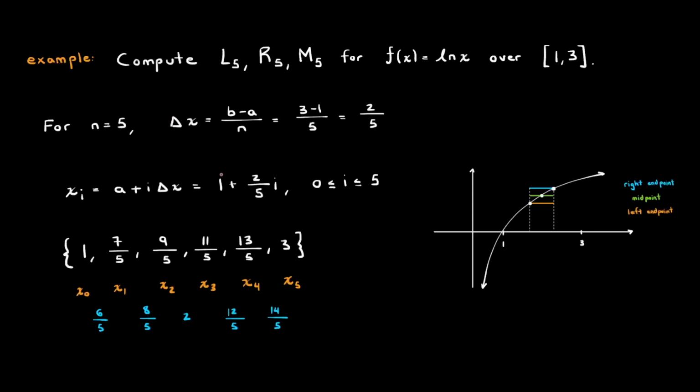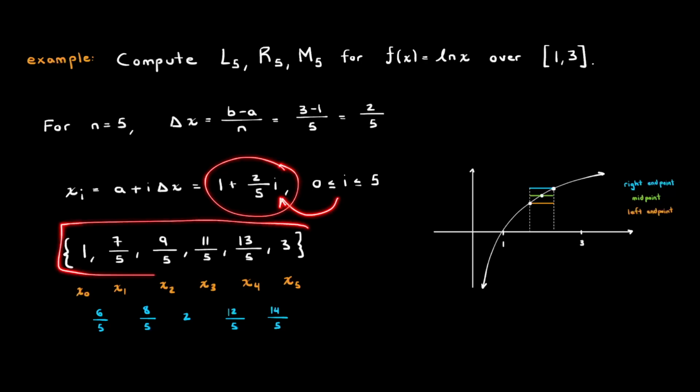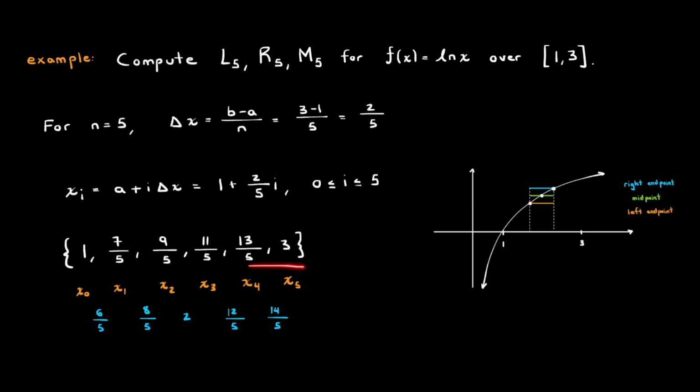So to find our endpoints, we have to take our starting value, which is 1 here, and then just keep adding multiples of the width, delta x. And I would like to generate every possible endpoint, so I'm going to let i run from 0 all the way to 5. Now we plug in each value of i into this expression and calculate the value to get these set of values. And so these are the values of x0 through x5. What these values will do is partition the interval 1 to 3 into 5 equal chunks. We will use these to compute the left endpoint approximation and the right endpoint approximation.